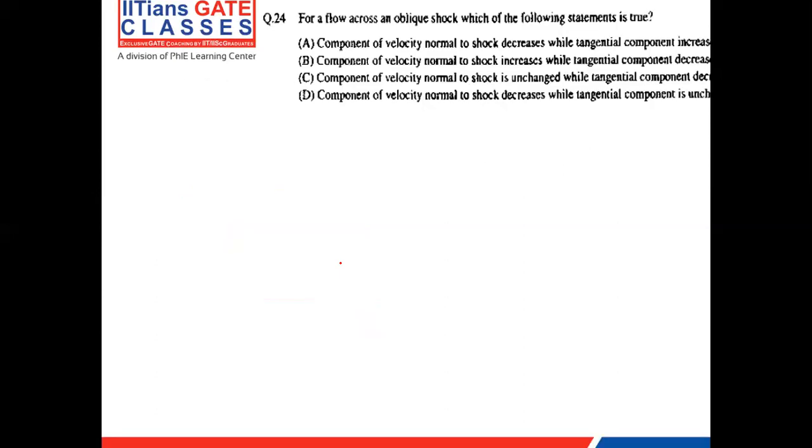Next question. For a flow across an oblique shock, which of the following statements is true? Component of velocity normal to shock decreases while tangential component increases. Component of velocity normal to shock increases while tangential decreases, and so on. The four options are given basically. So if we see the condition, we basically draw the velocity components for both upstream and downstream of the oblique shock.